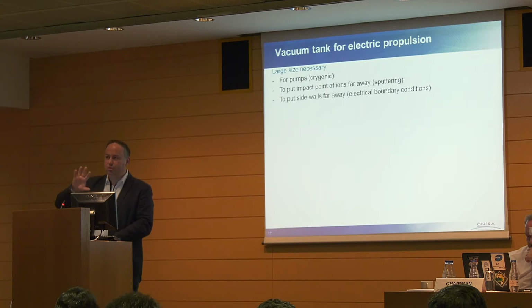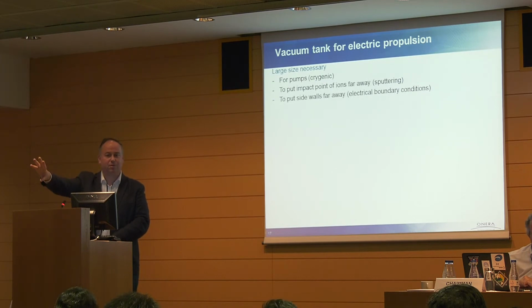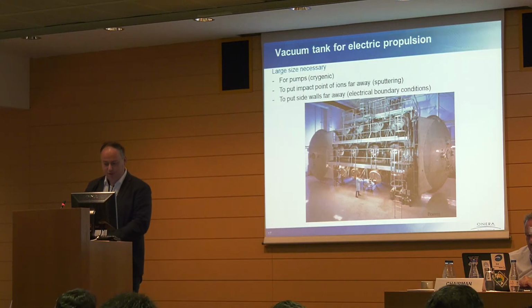You also have to put the end of the chamber farthest away from the thruster, because when the ions impact the vacuum tank, you have some sputtering, so there is some material that is taken from the wall and that will sputter everywhere, and you want to be far from that. And also you want a large size because the walls of the vacuum chamber constitute an electrical boundary condition for the thruster. It may interact with the plume. That's why you want big vacuum chambers, and as big vacuum chambers go, this one is pretty big.